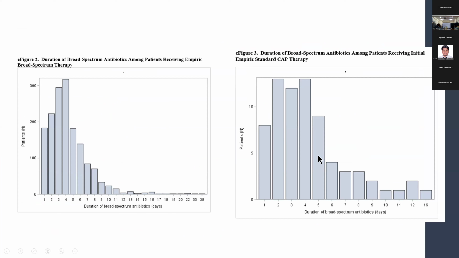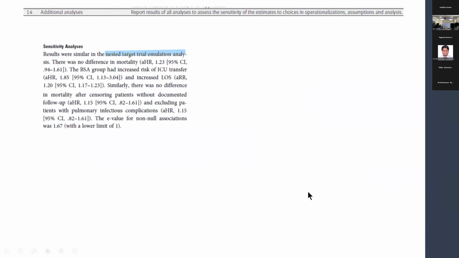And they had given a graph of the duration of the broad spectrum antibiotics. We can see that it's not a normal bell-shaped curve. It is a skewed diagram. It looks like the most common number of days of antibiotics received was 4 to 5 days in each arm. But the broad spectrum antibiotics, they had got for a longer duration, even extending up to 38 days. They had done a nested trial emulation sensitivity analysis, which showed the same result.